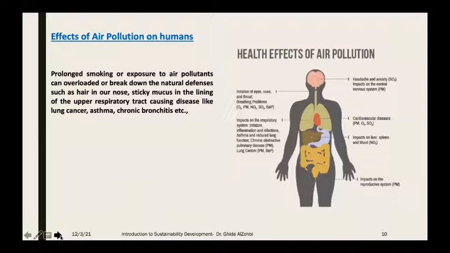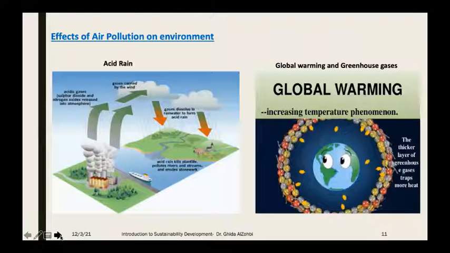How can air pollution affect humans? As you know, prolonged smoking or exposure to air pollutants can overload or break down the natural defenses, such as the hairs in our nose and thick mucus in the lining of the upper respiratory tract, causing diseases like lung cancer, asthma, and chronic bronchitis. Also, air pollution affects the environment by creating acid rain, and acid rain kills plant life, pollutes rivers and streams, and also erodes stonework.